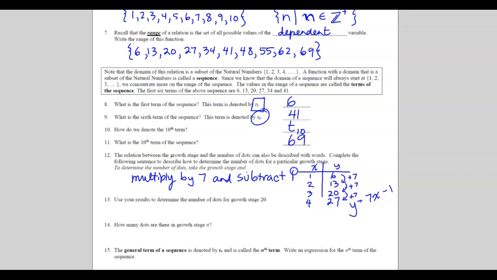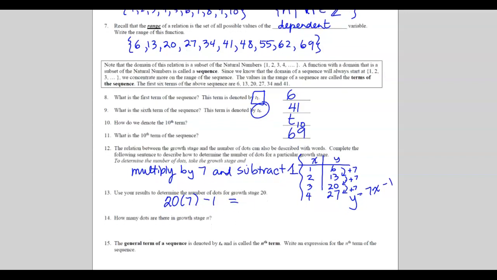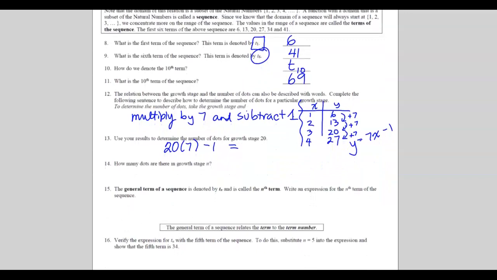Okay, so if you're not sure how to come up with that formula, we'll learn. This is an arithmetic sequence, and we're going to talk about that tomorrow. There's a formula that you can use. But until then, do a little chart back to Math 10. All right, so use your results to determine the number of dots for growth stage 20. So that would be 20 times 7 minus 1. So what's that? 140 minus 1 is 139.